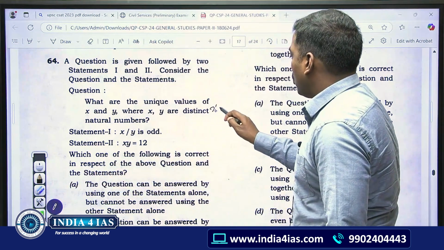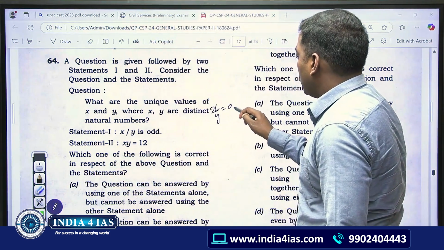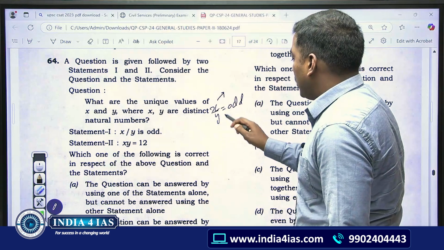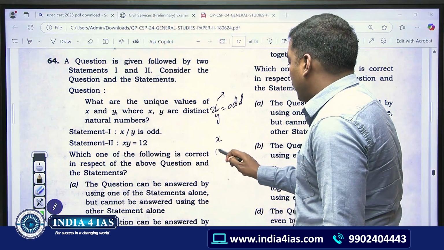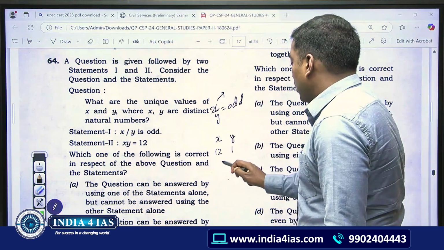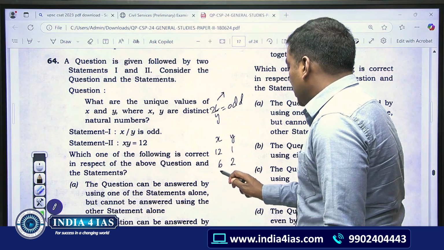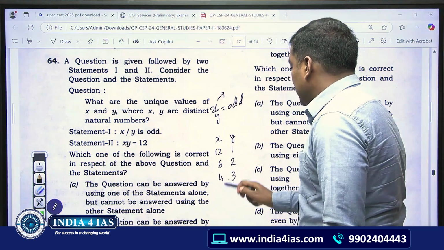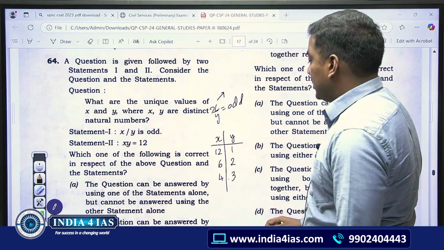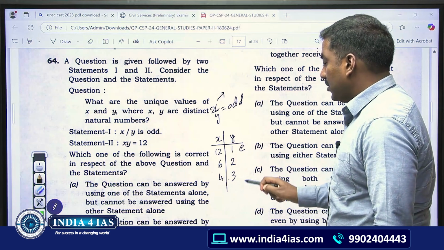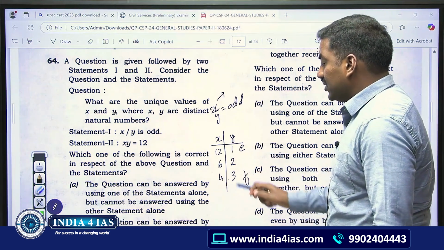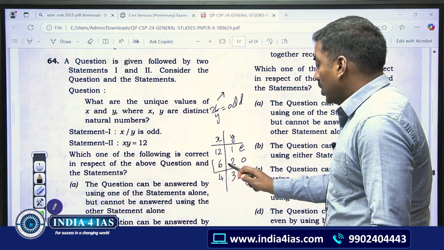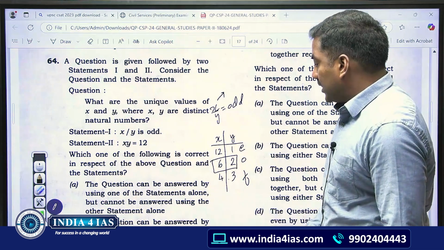So x by y should be odd. So x should be greater than y. So x value can be 12, y will be 1; x value is 6, y is 2; x value is 4, y is 3. These are the values that we have to consider. But 12 by 1 is even, 4 by 3 is a fraction, 6 by 2 is odd. So the values of x and y are respectively 6 and 2.